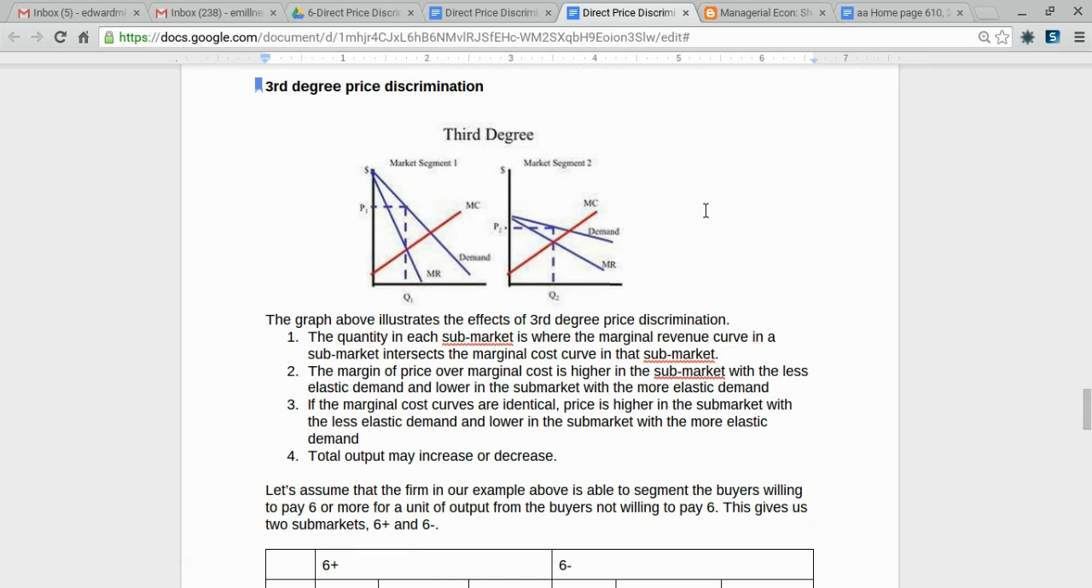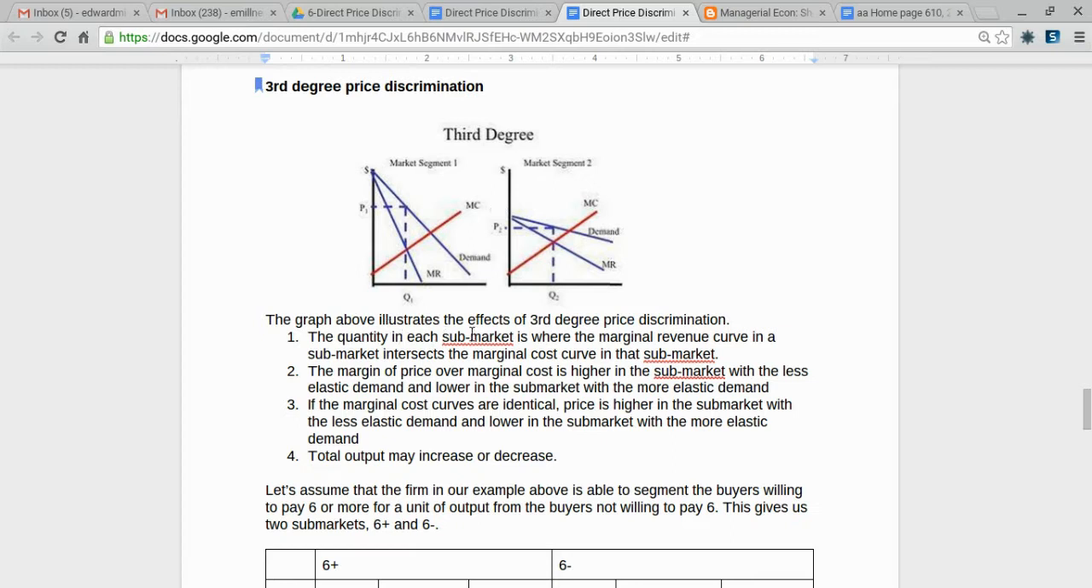Now we're going to talk about third-degree price discrimination. This graph illustrates the effects of third-degree price discrimination. I have two submarkets, market segment 1 and market segment 2. So I've taken the total demand for the product and somehow split it into two different segments.